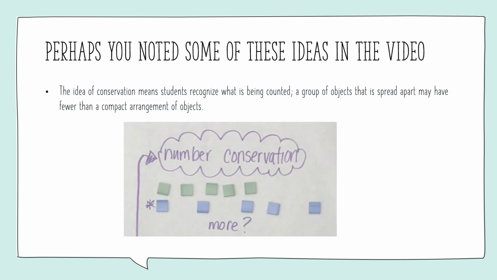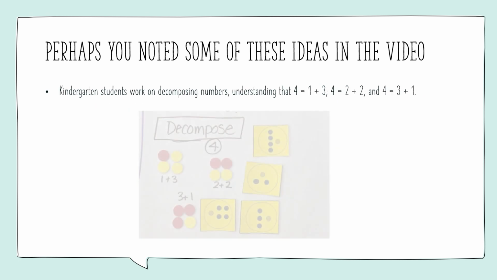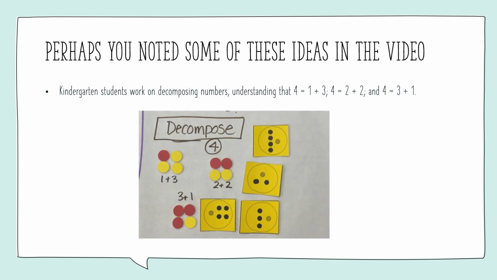The idea of conservation means students recognize what is being counted. A group of objects that is spread apart may have fewer than a compact arrangement of objects. Kindergarten students work on decomposing numbers, understanding that 4 is equal to 1 plus 3, 4 is equal to 2 plus 2, and 4 is equal to 3 plus 1.